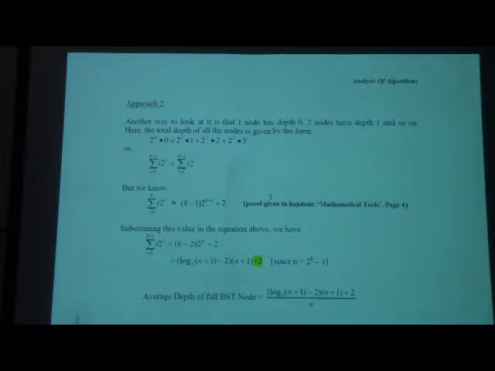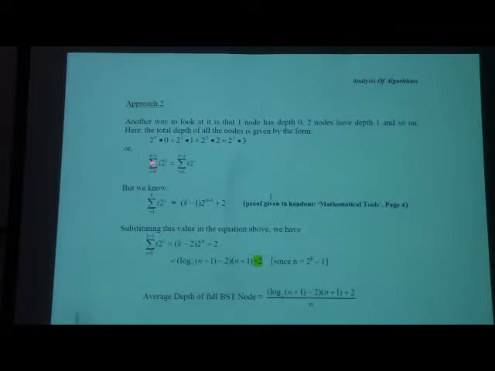So I will sum, and I'm going to see that the depths are going 0, 1, 2, 3. The height is 4. But the depths are going 0, 1, 2, 3, so instead of going from 1 to 4, where height would be k, I'm going to go 0 to k minus 1, which is 1 less than the height.